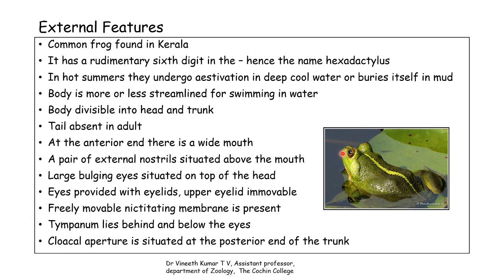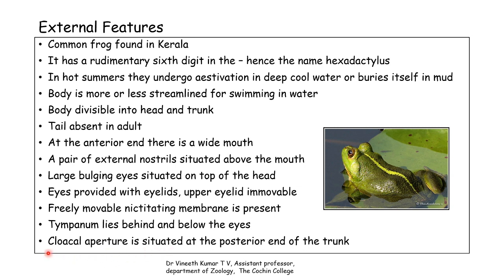There is a very wide mouth at the anterior end of the body, and a pair of nostrils is situated above the mouth here. There are large bulging eyes, and the eye has two eyelids. The upper eyelid is immovable, whereas the lower one is movable, and the eye is also protected by a semi-transparent membrane called the nictitating membrane, which protects the eye when they swim or move underwater. The tympanum is present behind and below the eyes, as you can see here. Here you have a very large tympanum.